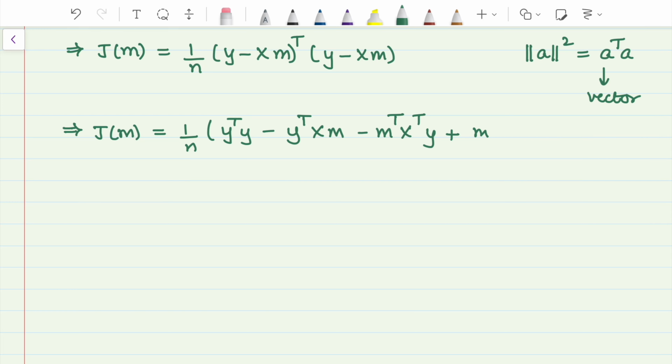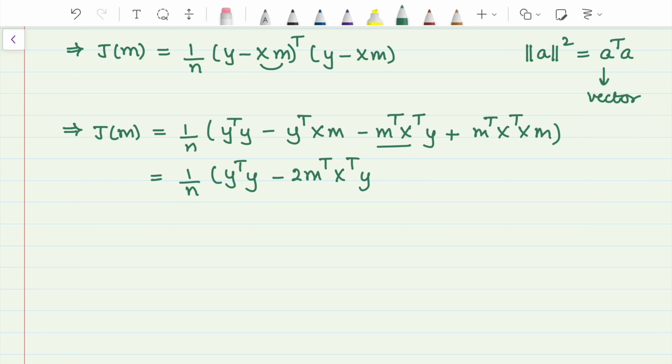While finding the second term, we use the simple transpose formula where (Xm) whole transpose is equal to m transpose X transpose. We can combine the middle two terms using the scalar property, which states that the transpose of a scalar value will give the scalar value itself.